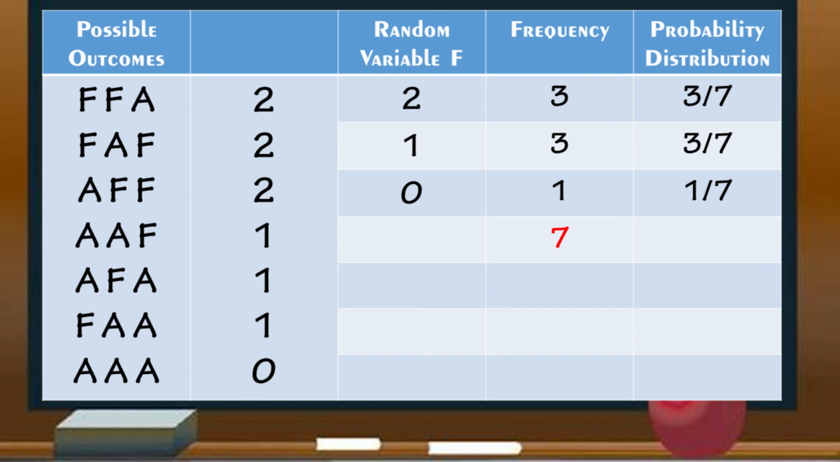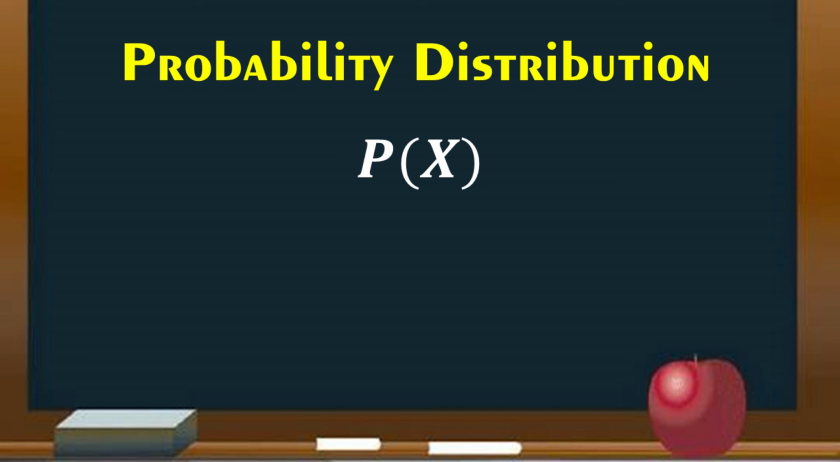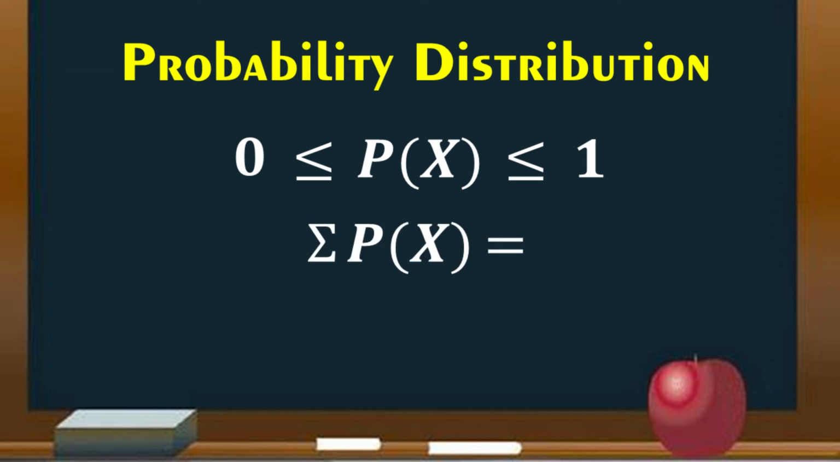Before we end this video lesson, these are the things that we need to remember. Number 1. The probability of each value of the random variable must be greater than or equal to 0 but less than or equal to 1. And number 2, the sum of the probabilities must be equal to 1.